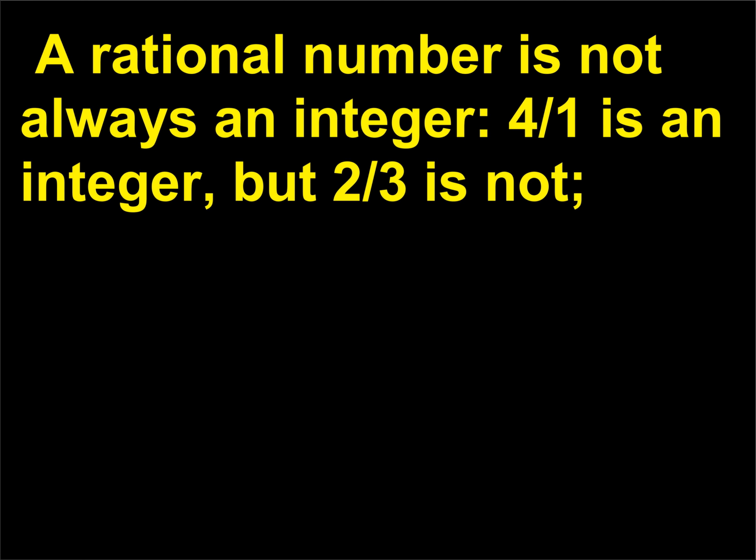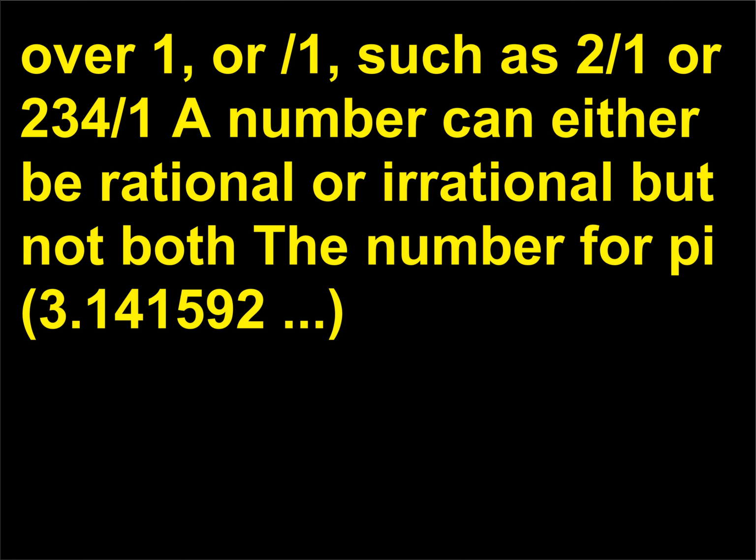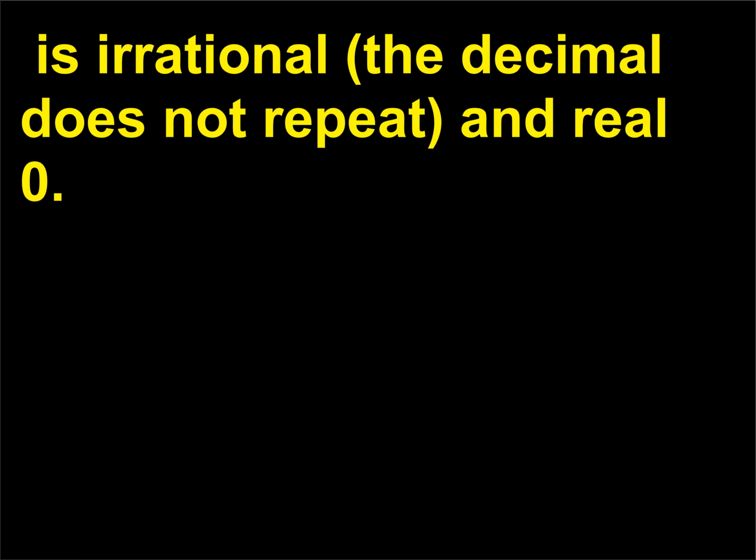A rational number is not always an integer. 4/1 is an integer, but 2/3 is not. But an integer is always a rational number because it can be represented by a fraction by putting the integer over 1, such as 2/1 or 234/1. A number can either be rational or irrational, but not both. The number pi, 3.141592, is irrational; the decimal does not repeat, and it is real.